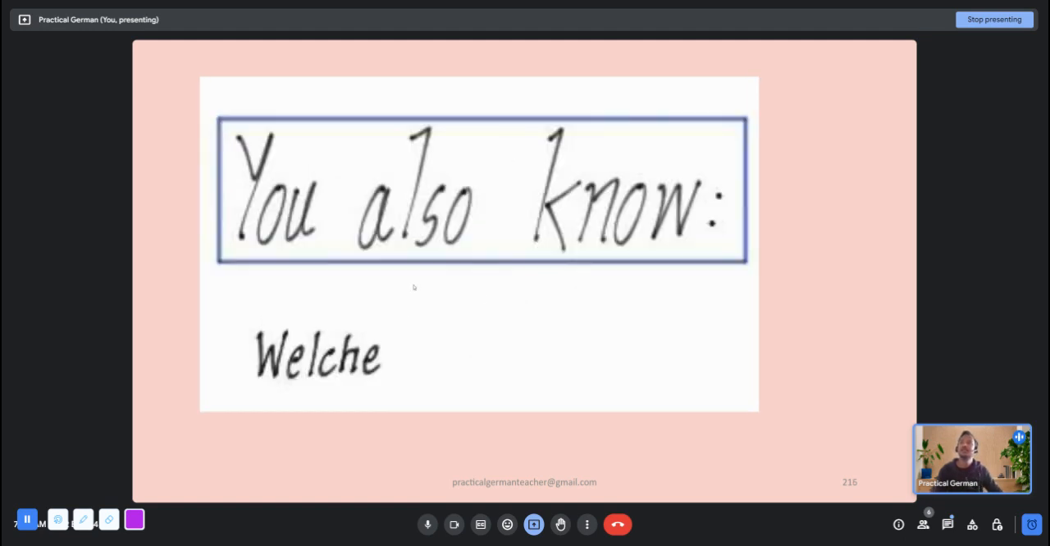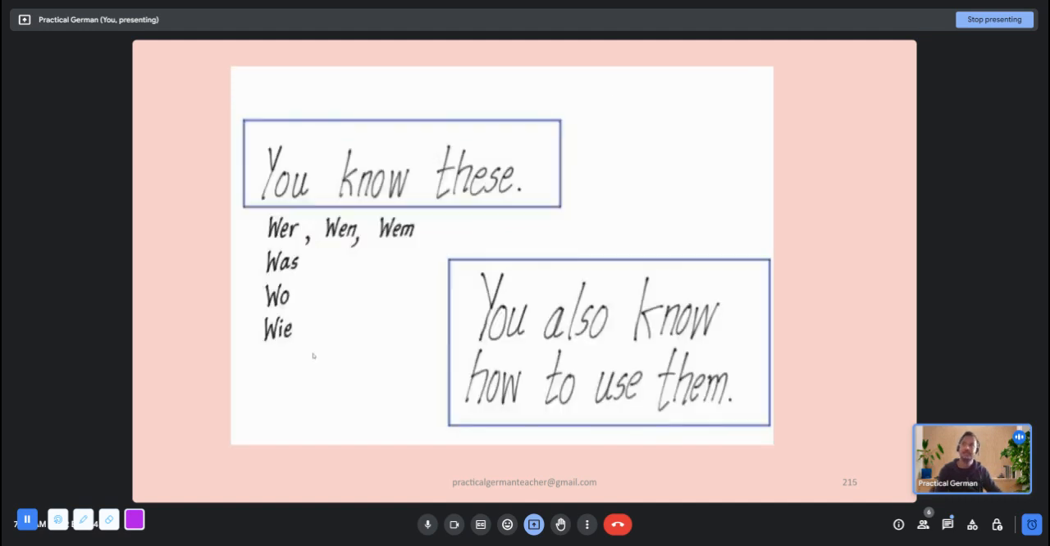Then you know welche as well, right? Welche means which, right? But you notice that wer becomes wen in accusative, and it also becomes wem in dative, right? For example, who are you? Wer bist du? Who are you searching? Wen suchst du?